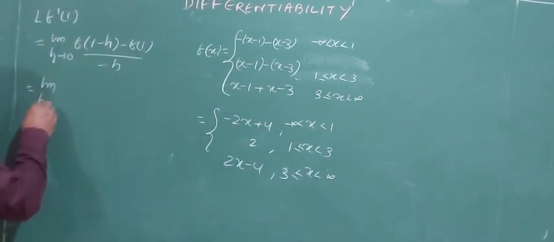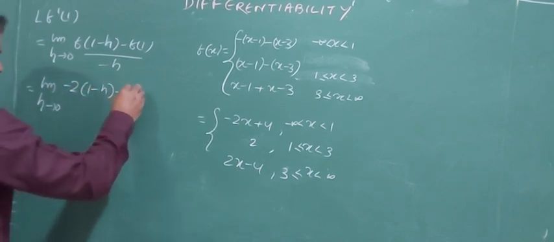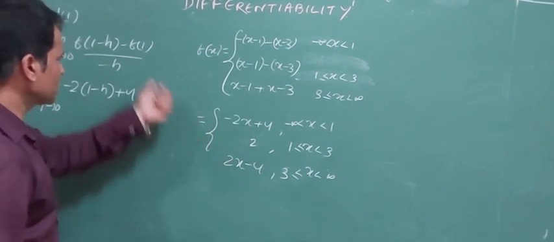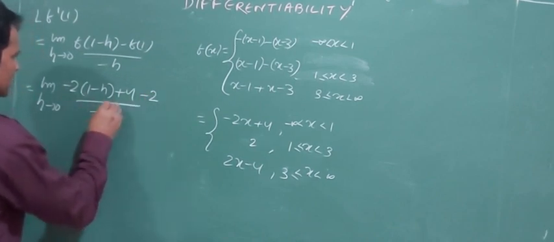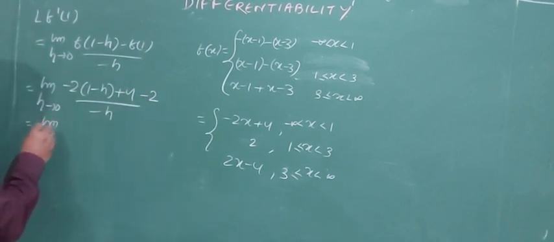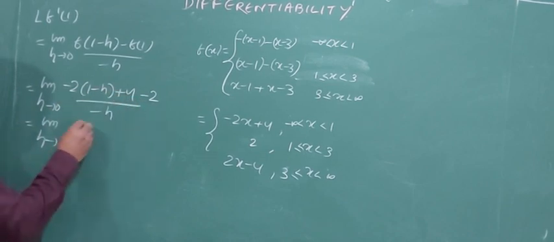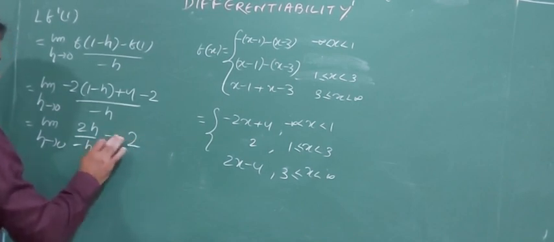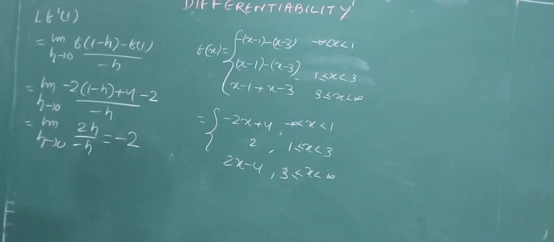Limit h tends to 0, minus 2 into 1 minus h plus 4. Replace x by 1 minus h plus 4, because this is the function. f of 1 is already 2. Minus 2 by minus h. Limit h tends to 0, minus 2 minus 4 plus 4 cancels out. 2h by minus h, minus 2. Sorry, 2. Minus 2. So I got minus 2 as the left hand derivative.